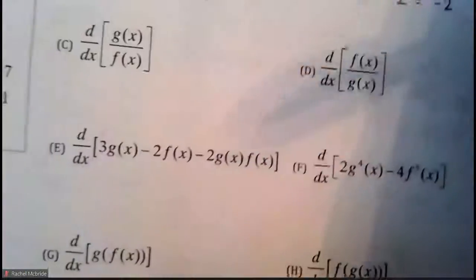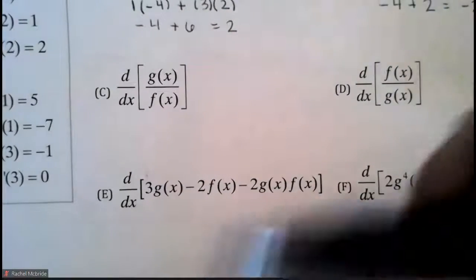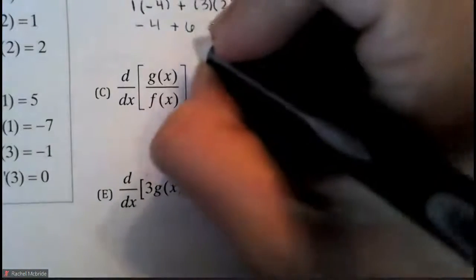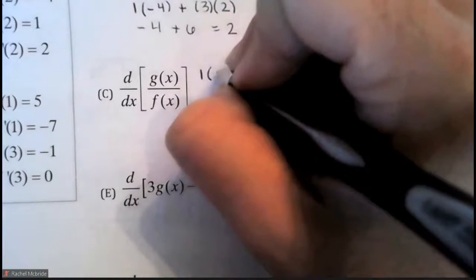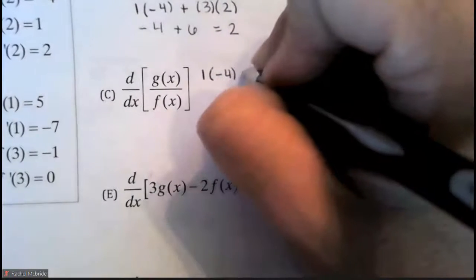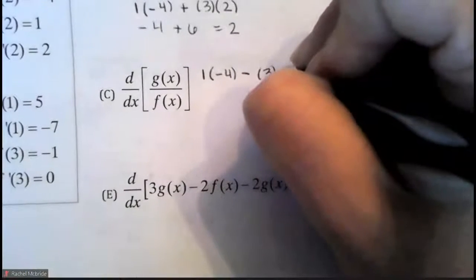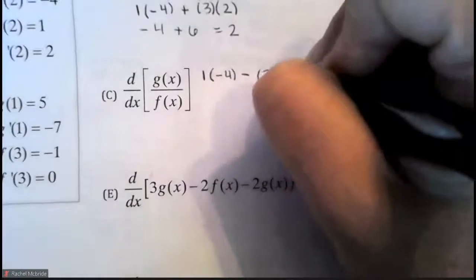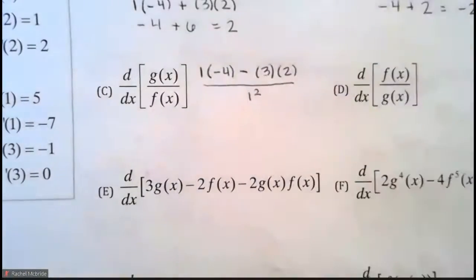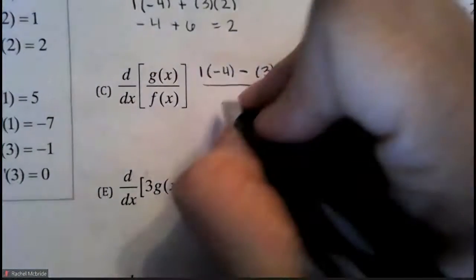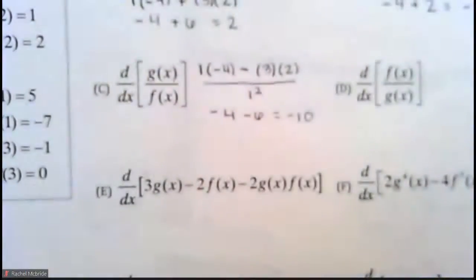And letters C and D, once again, are the same derivatives as letters C and D above, except for at x equals 2. So this is f of 2, which is 1, times g prime of 2, which is negative 4, minus g of 2, which is 3, times f prime of 2, which is 2, all over f of x squared. So you get 1 squared, and then that's really negative 4 minus 6, or negative 10.